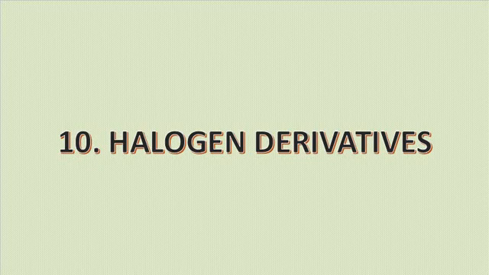Hello everyone. So in today's video of chapter halogen derivatives, I'll be talking about some chemical properties of halogen derivatives. I'll be talking about laboratory test of haloalkanes, nucleophilic substitution reaction of haloalkanes, and mechanism of SN2. That means second order nucleophilic substitution. So let's start.